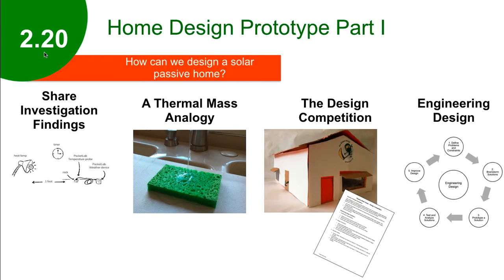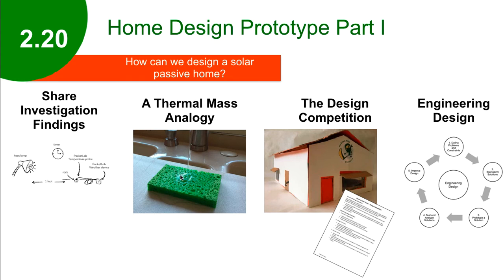In 2.20, students go back to that thermal mass investigation they did, and they create a list of materials that would be good for building a passive solar home. We then have a short presentation that walks students through using a sponge as an analogy for thermal mass.